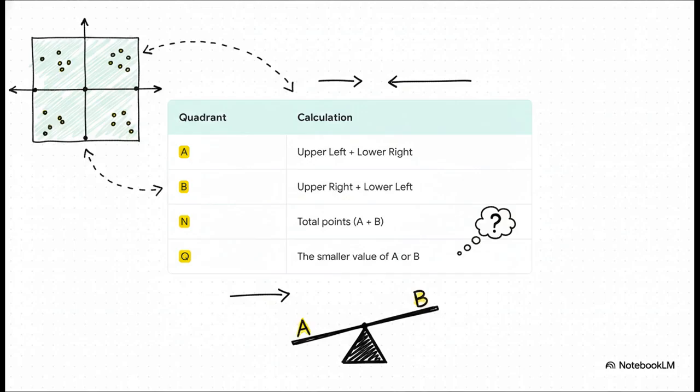Okay, now that we have our quadrants, we just do some simple counting. Look at this table. First, we'll calculate A by adding up the points in the upper left and the lower right quadrants. Then, we calculate B by adding the points in the upper right and lower left. N is easy. That's just the total number of dots on the graph. And finally, Q is just whichever of those diagonal sums, A or B, is the smaller number.